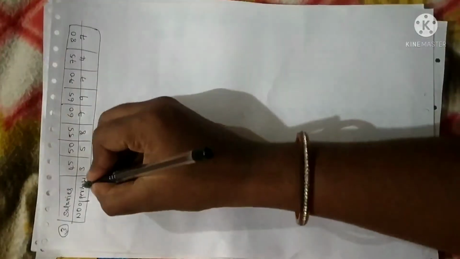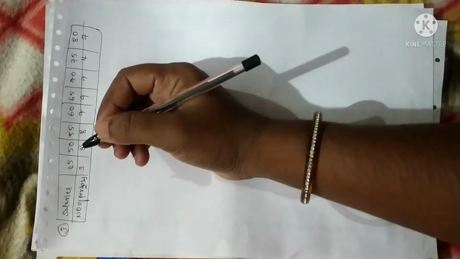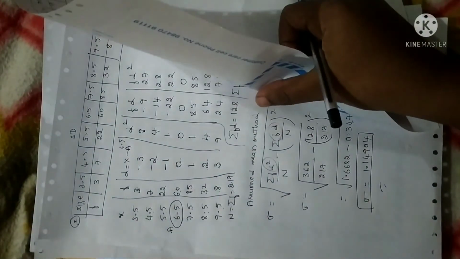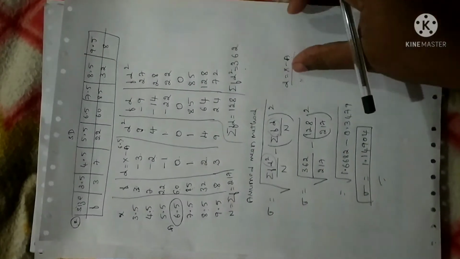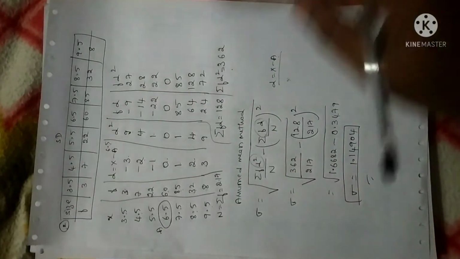So here is a problem. Salaries and number of persons are given. Now let me calculate the standard deviation. Here also I am going to use the same method, that is the assumed mean method. To use the actual mean method, we need to calculate the mean. So it is better to go for the assumed mean method. So let me solve this.